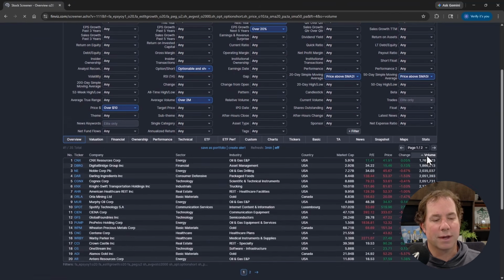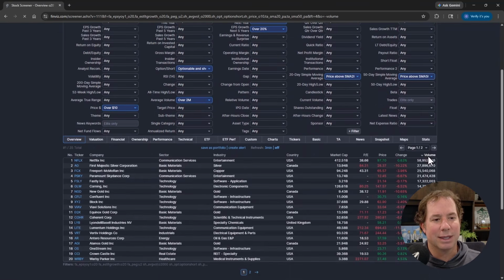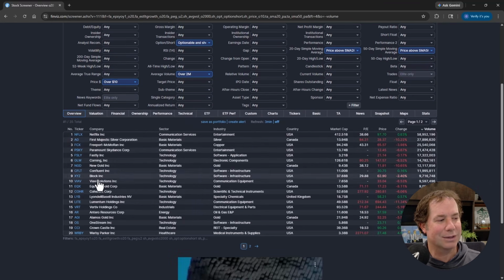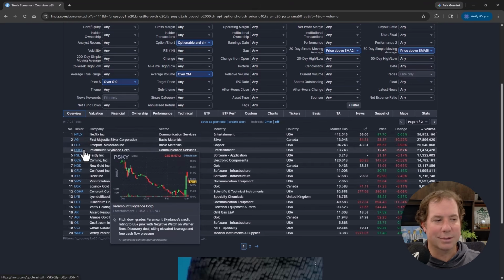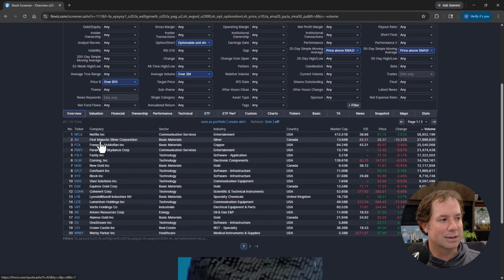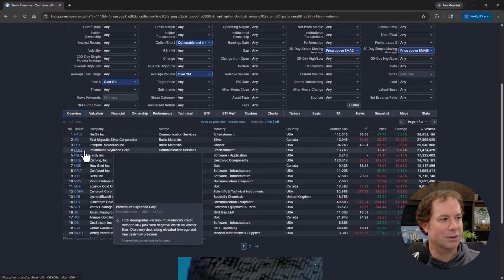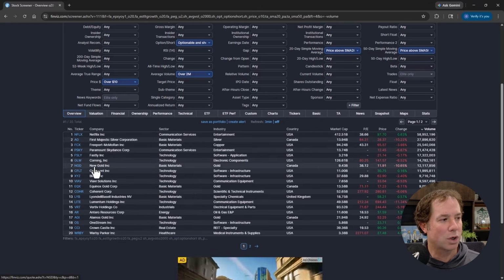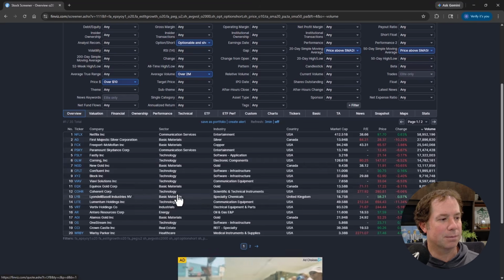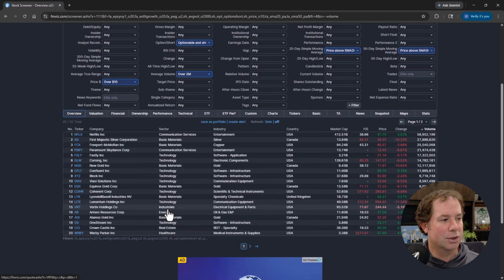I'm going to sort them from highest volume down to lowest volume. That's going to give us our best candidates on down, meaning what's the most liquid stocks out there? What's heavily traded? We've got Netflix and Silver Corp and Freeport-McMoRan in the copper space. We've got Paramount, Corning, and more gold stocks, and some technology, some basic materials, industrials, a variety of different sectors.